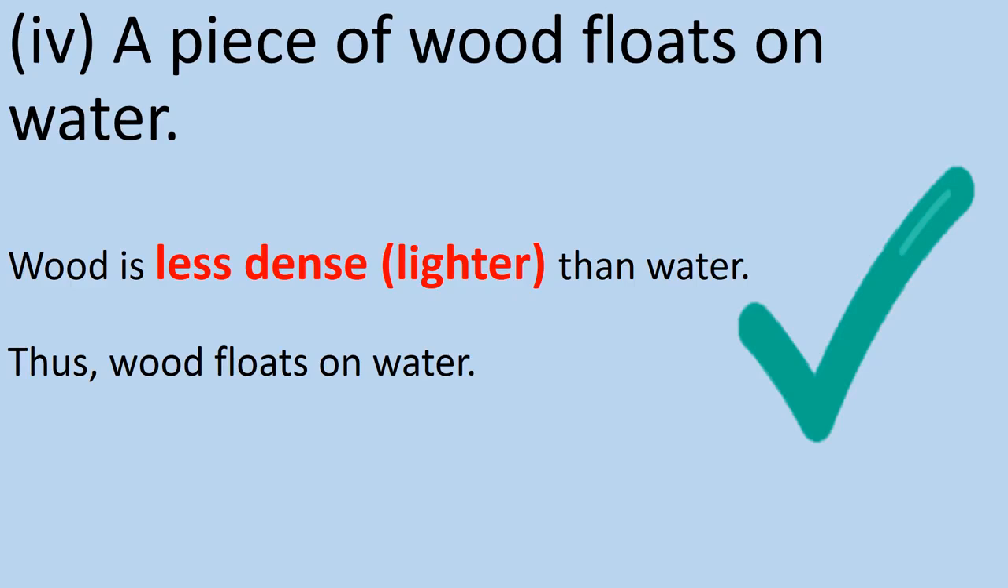Number 4. A piece of wood floats on water. Yes, wood is less dense, or we can say lighter than water. Thus, wood floats on water. This is an example of a true statement.